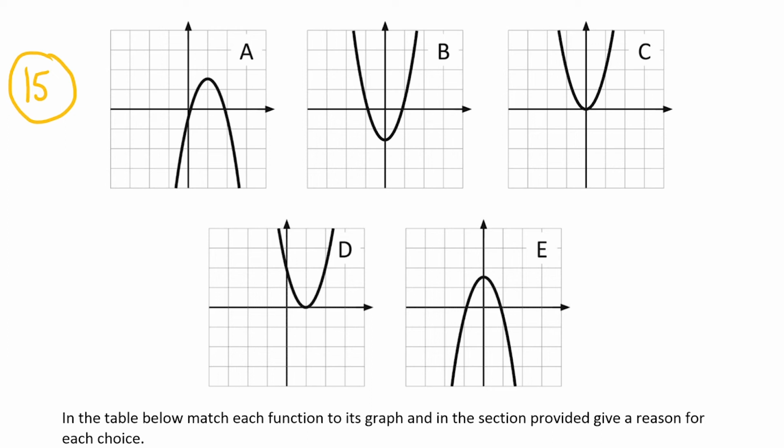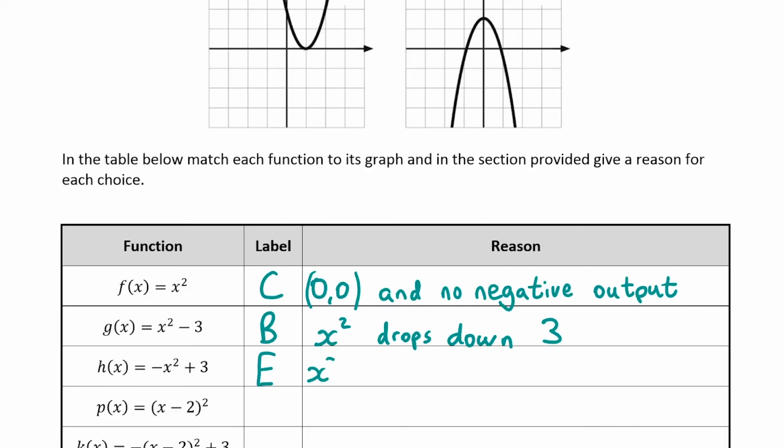We're looking for a graph that is x squared inverted, so basically x squared upside down, and that has risen by 3. The only two graphs we have that are x squared inverted are A and E. However, A has moved slightly to the right, whereas the graph we're looking for is still going to be in the center, but just risen by 3. And we can tell that E has risen by 3, so therefore h(x) must be E.